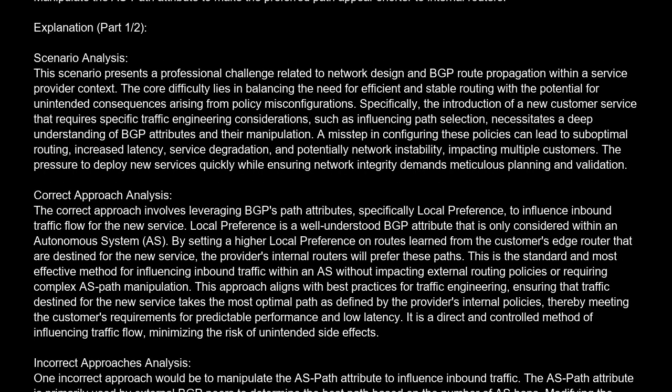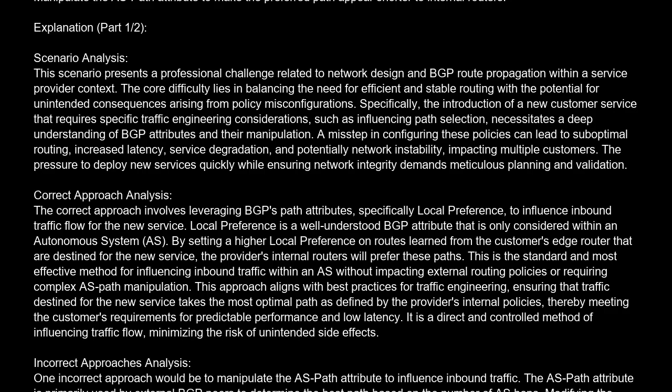Correct answer is A. Manipulate the AS-path attribute to make the preferred path appear shorter to internal routers. Explanation. Scenario analysis. This scenario presents a professional challenge related to network design and BGP route propagation within a service provider context. The core difficulty lies in balancing the need for efficient and stable routing with the potential for unintended consequences arising from policy misconfigurations.